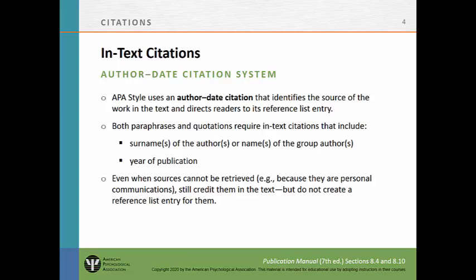If the work is missing an author, use the title of the work in the in-text citation and have that replace the author's surname. If the title of the work is italicized in your reference list, you need to italicize it in the in-text citation, and that includes if there are some words italicized and others not. You need to match that.